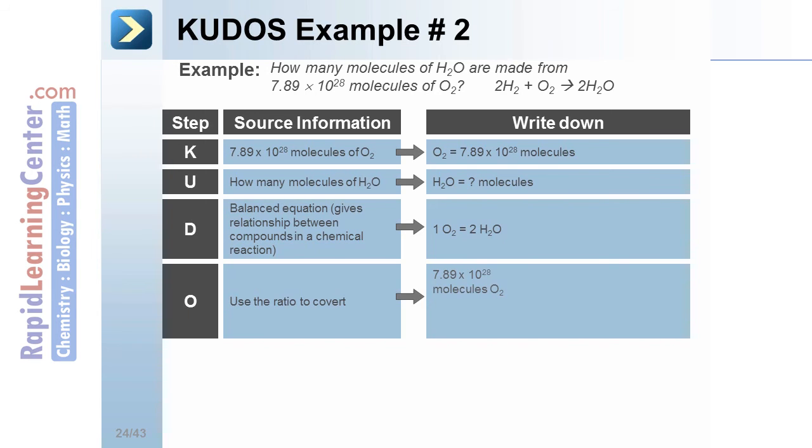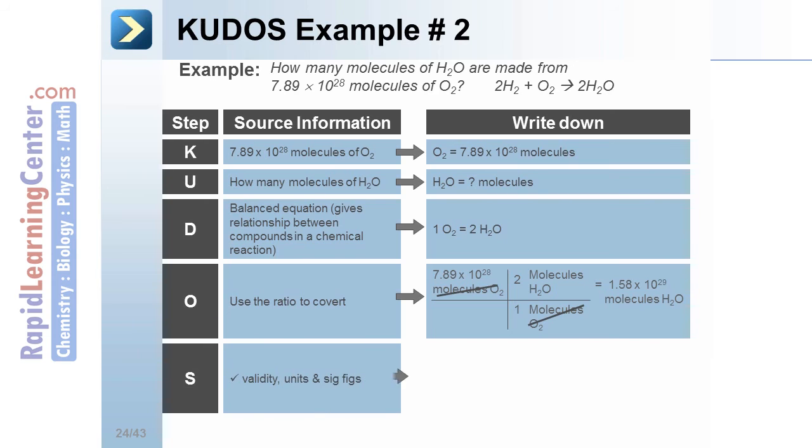Your given information is written on the left side of the workspace. The desired unit is written on the right side. The ratio is used so that molecules of oxygen will cancel. Therefore, oxygen needs to be placed on the bottom. Substantiate your answer.